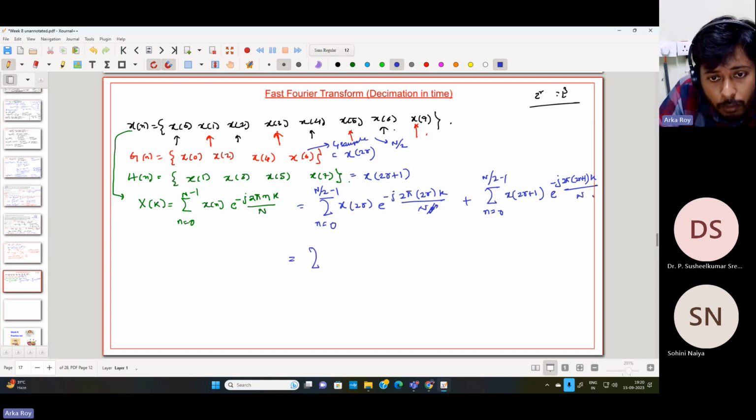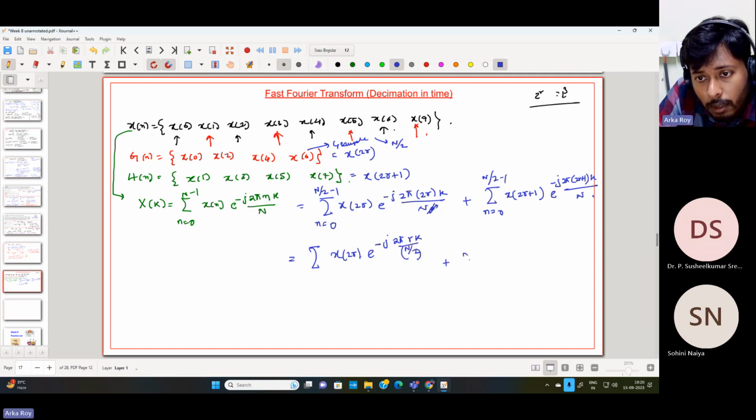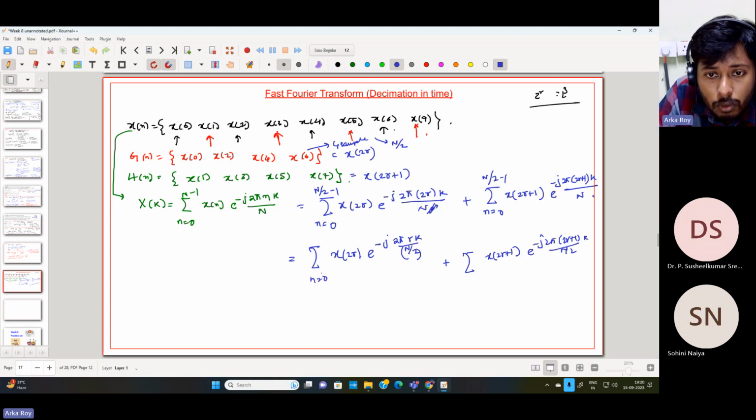So it would be x of 2r e to the power minus j 2 pi r k n by 2, and then x of 2r plus 1 e to the power minus j 2 pi (2r plus 1) k n upon 2, with n equal to 0 to n by 2 minus 1. So over here, what I'm doing is taking the n by 2 point DFT. So this is basically the DFT of this thing.